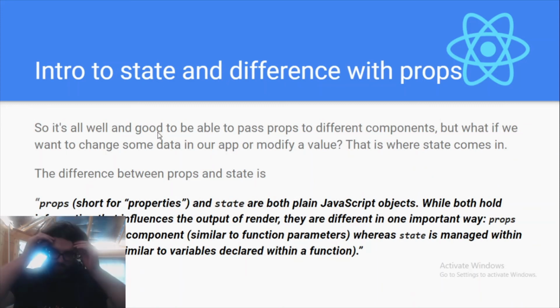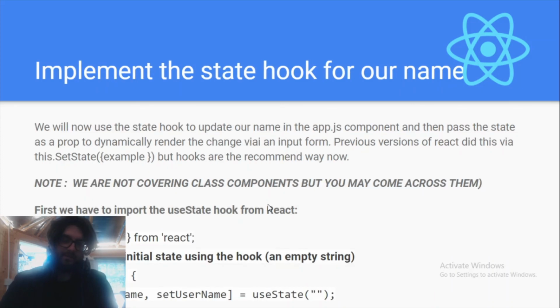So the state and props in React. What if we wanted to change some data on the fly though in our app? That's where state comes in. This is direct from the documentation. Props, short for properties, and state are both plain JavaScript objects. Both hold information that influences the output of render, but they're different in one important way. Props get passed to the component, whereas state is managed within the component. We're having a pretty simple one in this because it's just an app as the parent, and then the two components we made, which are the child.